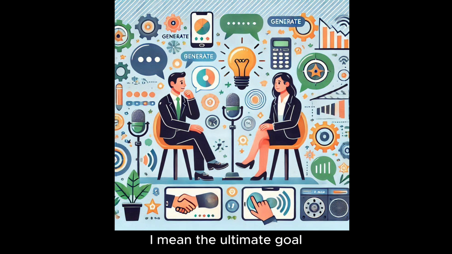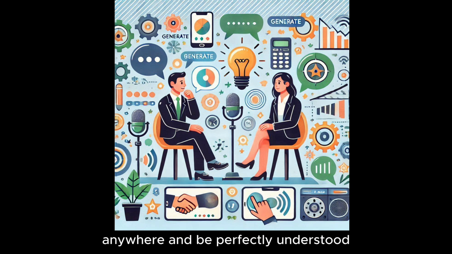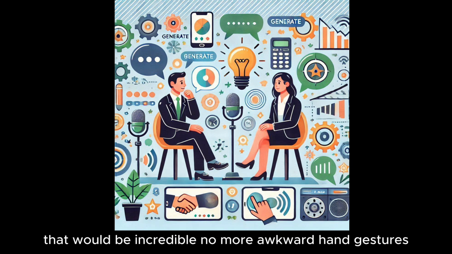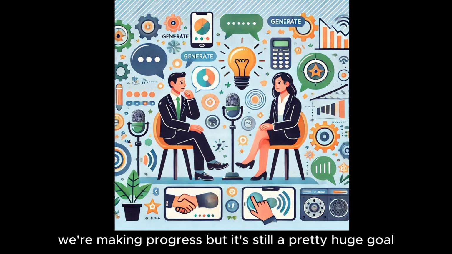I mean, the ultimate goal, the holy grail, is to create a universal model that can just understand any combination of languages. Wow. Imagine a world where you could talk to anyone, anywhere, and be perfectly understood. That's the dream. No matter what languages you speak. That would be incredible. No more awkward hand gestures or trying to remember phrases from a guidebook. Exactly. How close are we to that? We're making progress, but it's still a pretty huge goal.